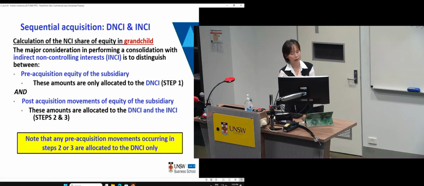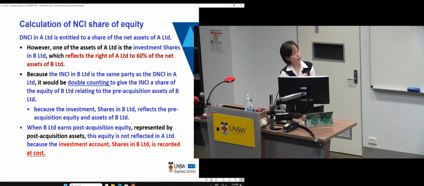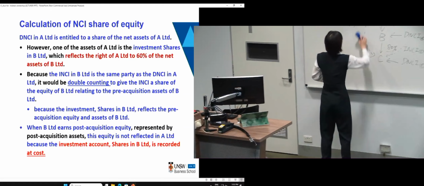Right. Now, this is the three-step method we learned in the previous session, right? So in the previous topic, we only focused on DNCI. And when calculating the DNCI, we apply all three steps, which in other words means DNCI receives a share of both the pre- and post-acquisition equity of the subsidiary. However, INCI only receives a share of the post-acquisition movement of the equity of the subsidiary. Now you may be wondering why. Okay, so we are going to explain the reason why INCI only receives a share of the post-acquisition equity of the subsidiary. Now we're going to go back to our original group structure. I'm going to change that.